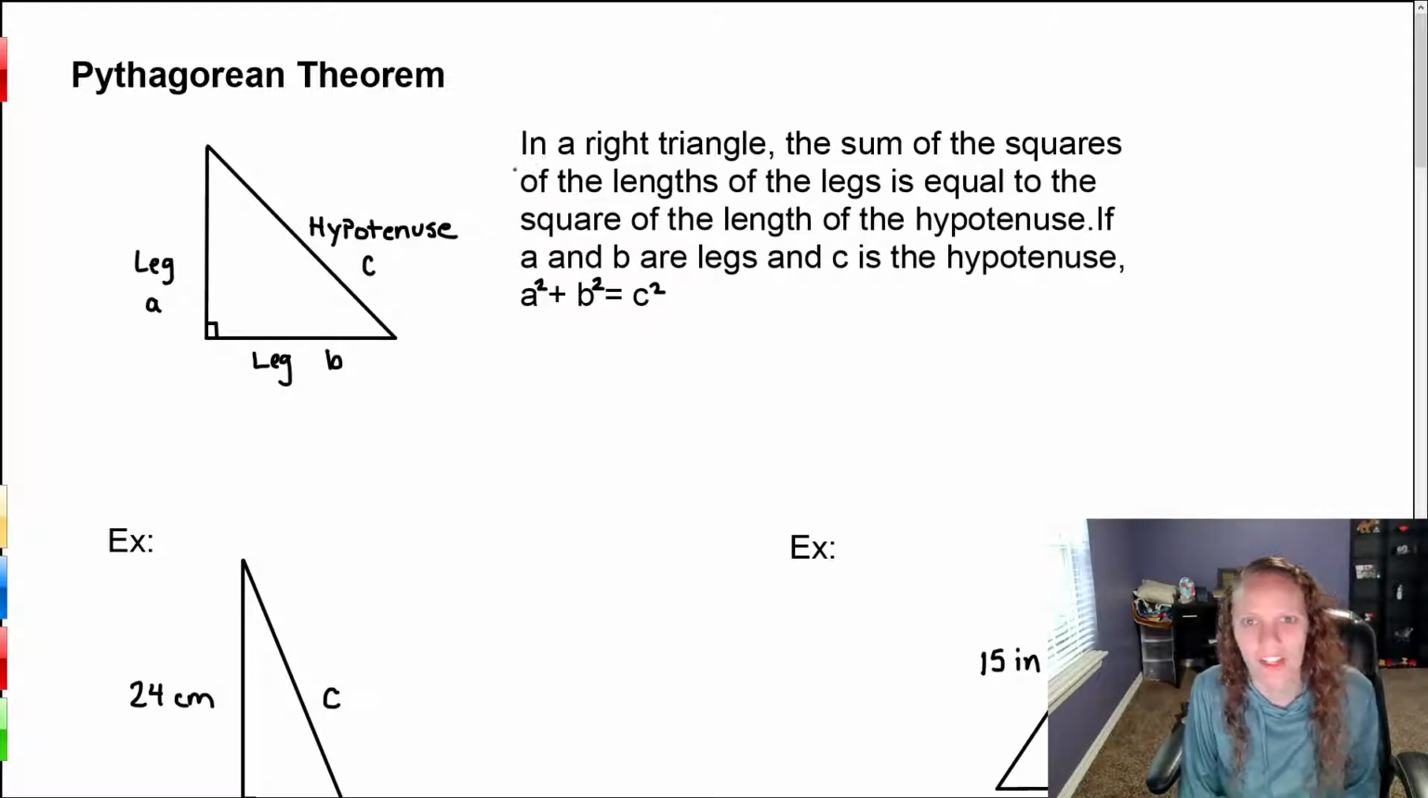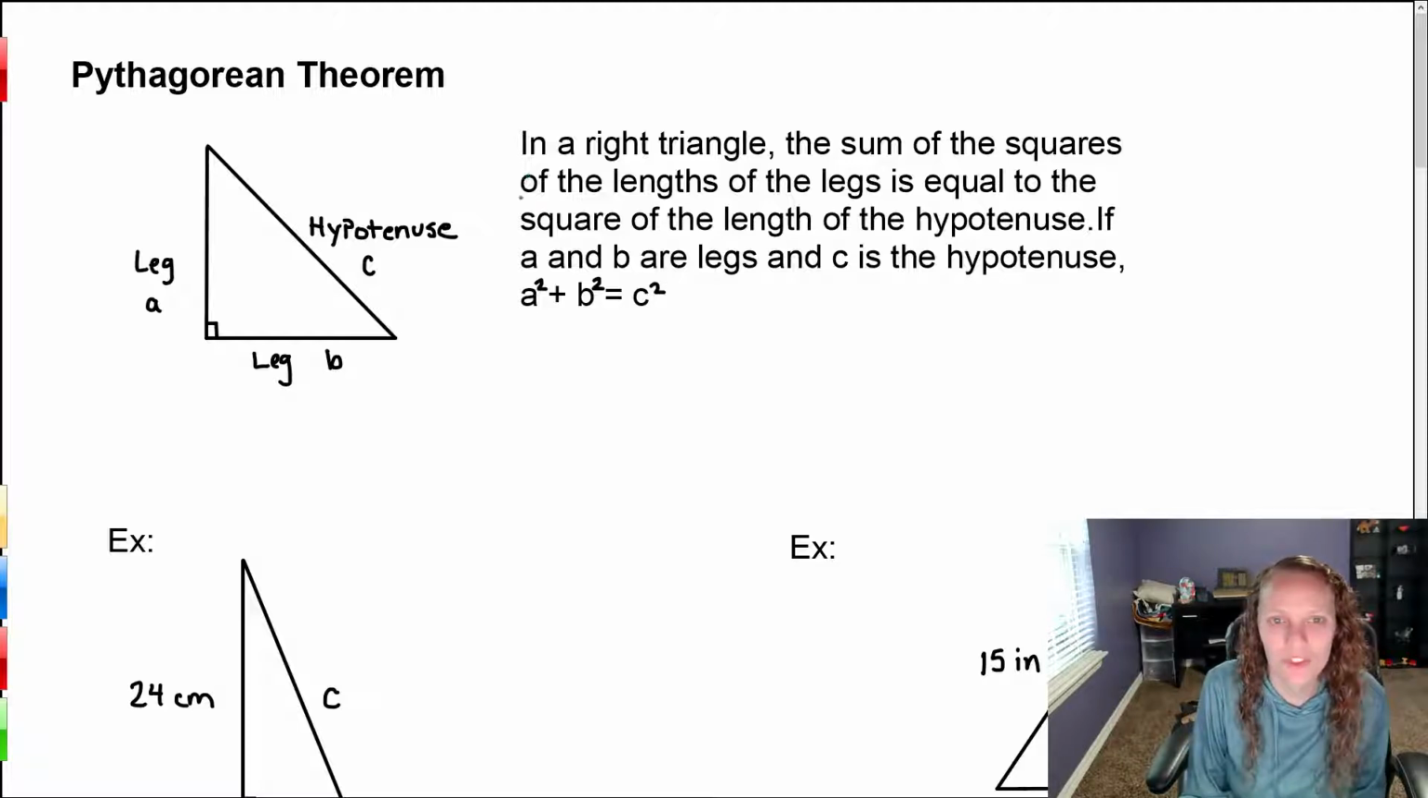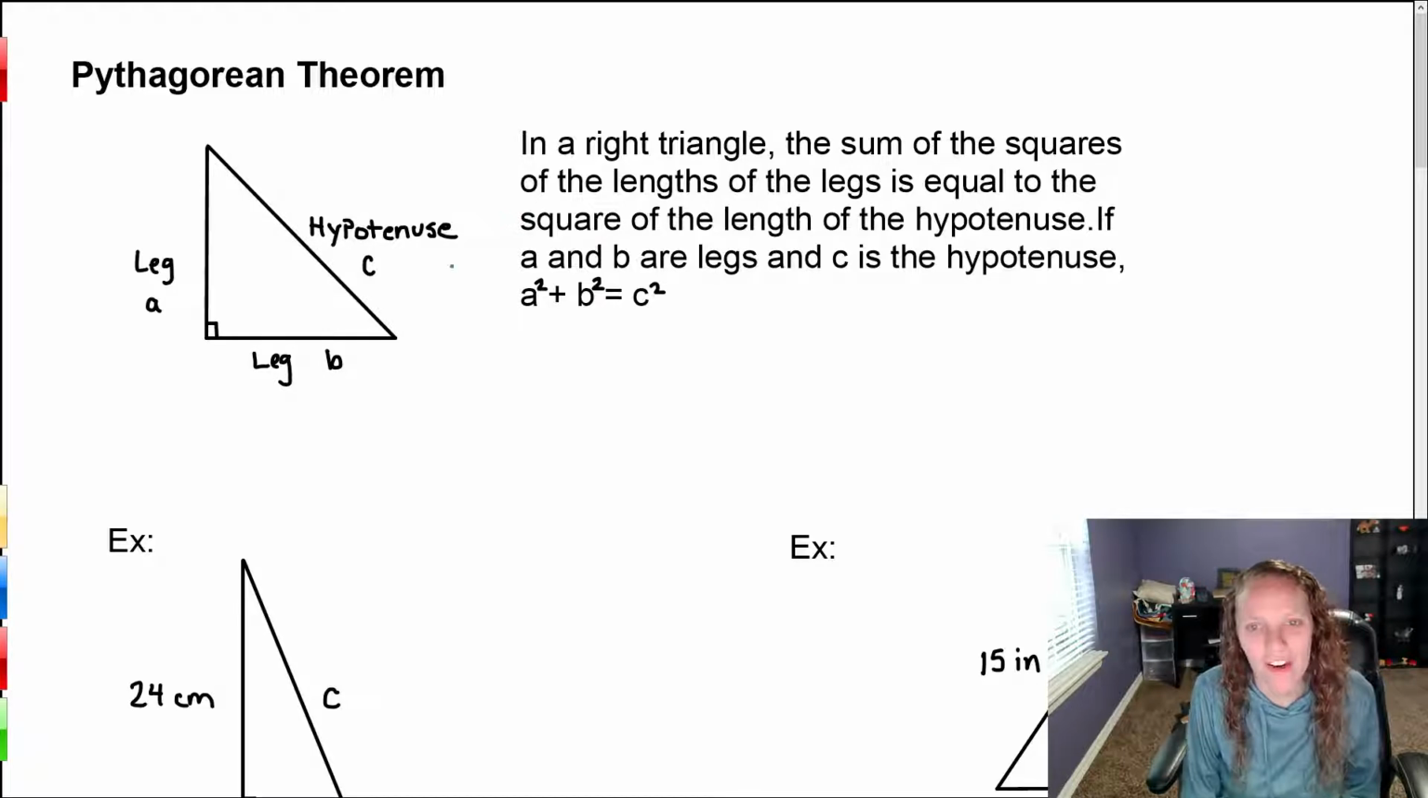In a right triangle, the sum of the squares of the lengths of the legs is equal to the square of the length of the hypotenuse. If A and B are legs and C is the hypotenuse, then we know that A squared plus B squared equals C squared, and this only works for right triangles.